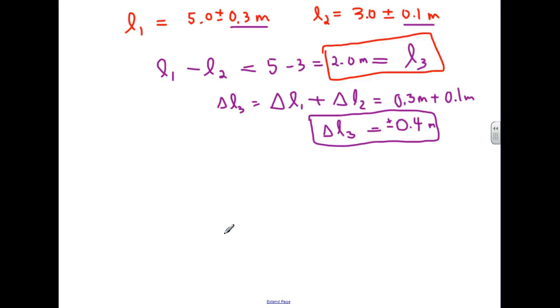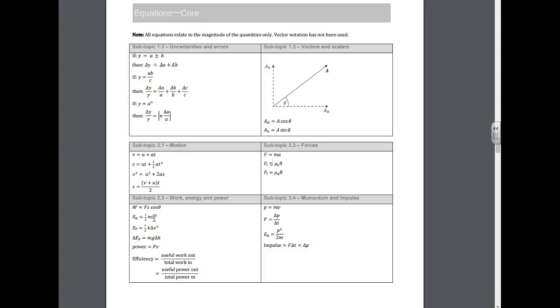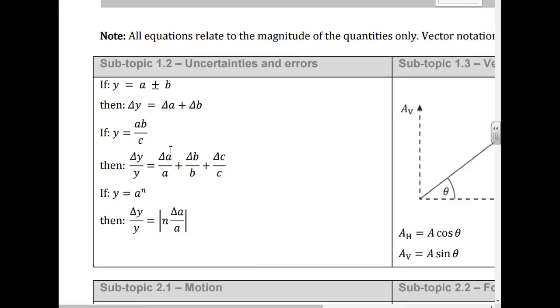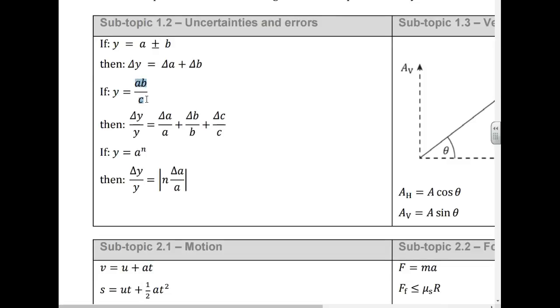Okay, that's the rule for adding two measurements A and B. Let's look next at the rule for multiplying and dividing. Look at this. If you have three measurements, A, B, and C, whether you multiply them together or divide them, you always add together. Here's A, here's B, here's C. Here's the percentage or fractional uncertainty in A, the fractional uncertainty in B, and the fractional uncertainty in C. And that together gives you the fractional uncertainty in Y, the new quantity.